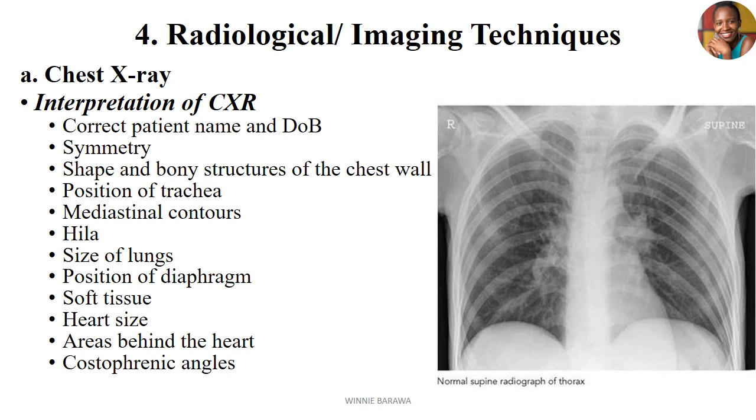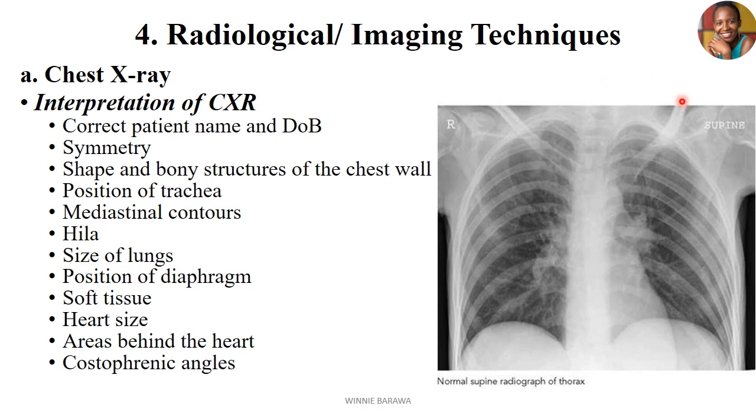So how do we interpret all these images? The interpretation will depend on the film that you have accessed, but there are basic things that you need to cross-check before you make a final diagnosis. In this case, check the correct patient name and correct date of birth. Look at the symmetry of the two sides of the chest, that is the lungs. Are they equal in size? Are they well distributed? Are they in their proper positions? Look at the shape, and look at the bony structures of the chest wall.